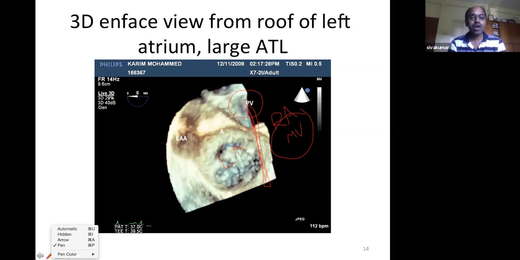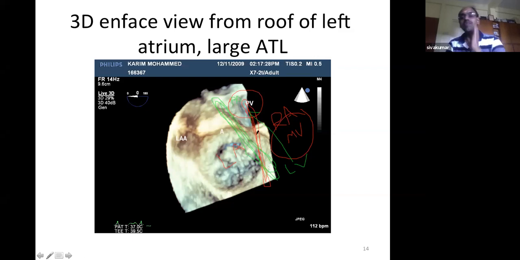Now I'm going to draw the interventricular septum. This is the plane of the interventricular septum. When you come into the ventricle, this is the left ventricle and this is the pulmonary artery. So this left ventricular blood will go into this pulmonary artery.